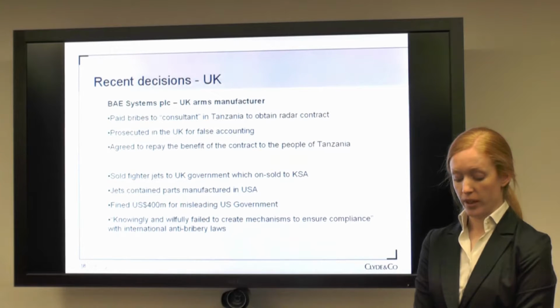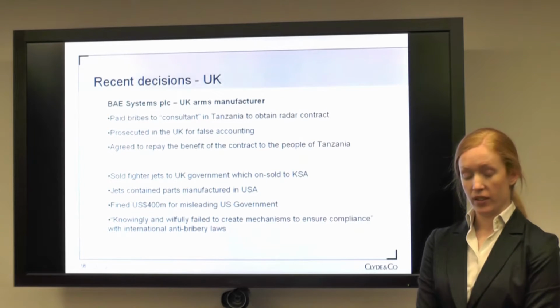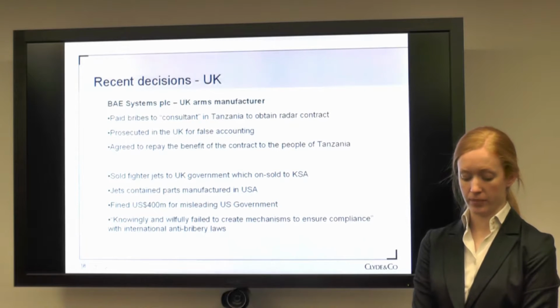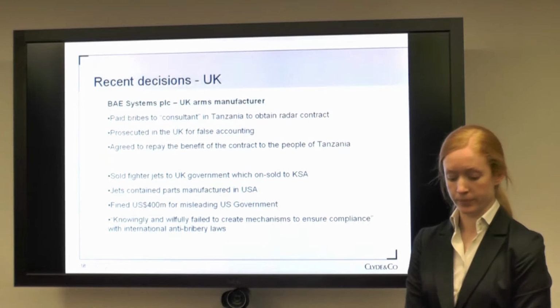In parallel, the US Department of Justice investigated BAE in relation to the sale of fighter jets to Saudi Arabia. BAE was fined $400 million in that case.